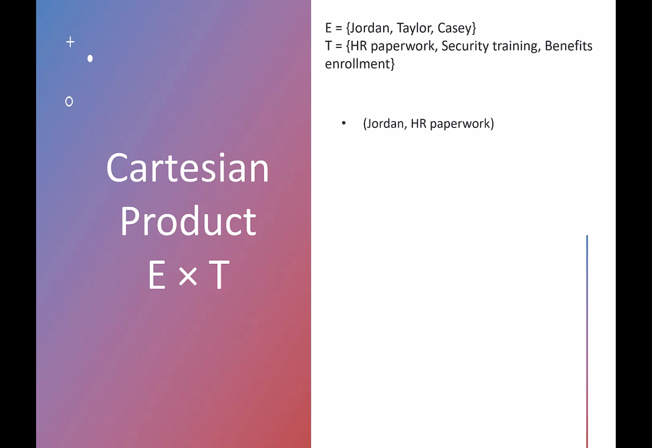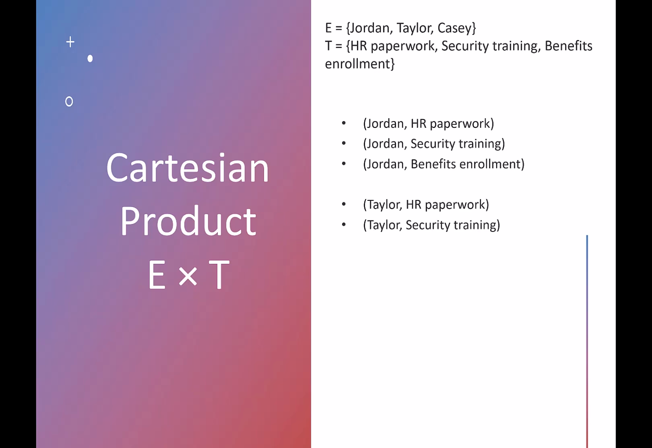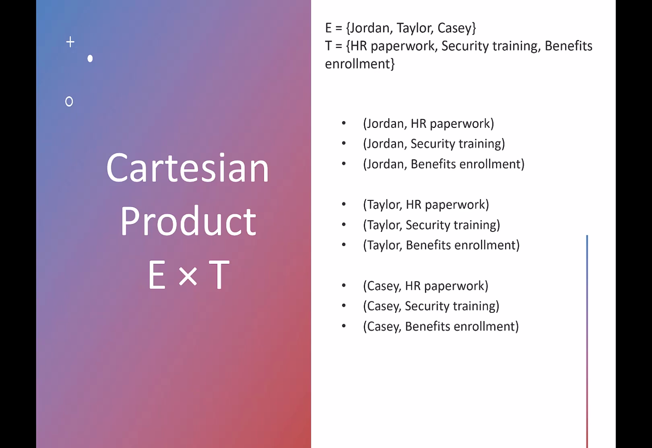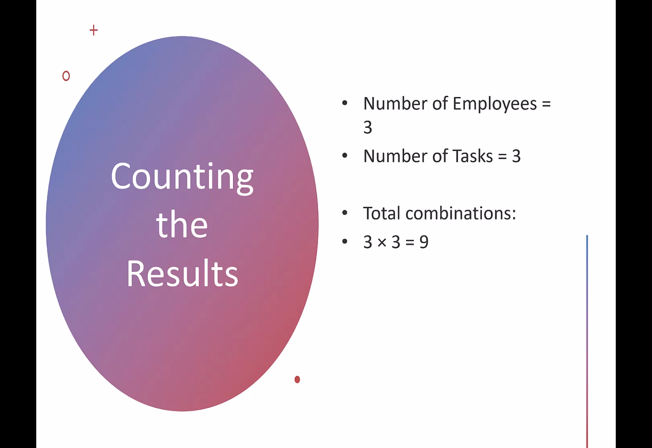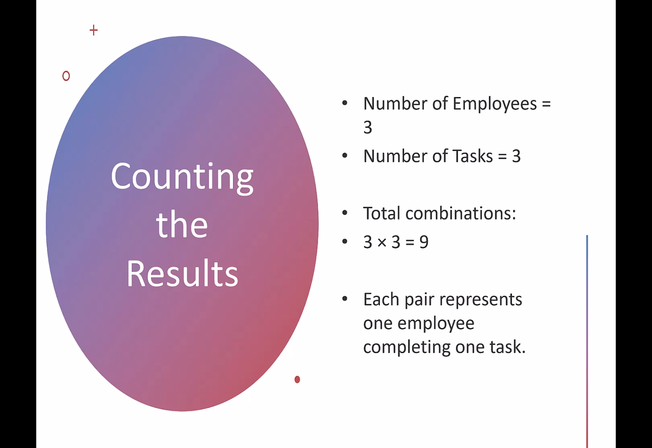So Jordan will have HR paperwork, Jordan will have security training, Jordan will have benefits enrollment. Taylor will also have HR paperwork, security training, and benefits enrollment. And Casey will have HR paperwork, security training, and benefits enrollment. So when we count the results, you can see that the number of employees was 3, the number of tasks was 3, and our total combinations is 3 times 3, which is 9. Remember, each pair represents 1 employee completing 1 task.